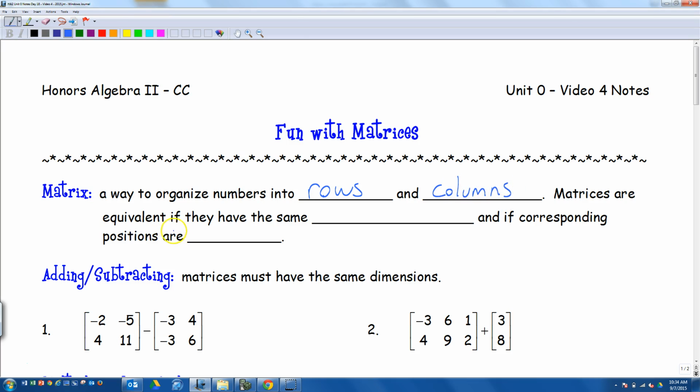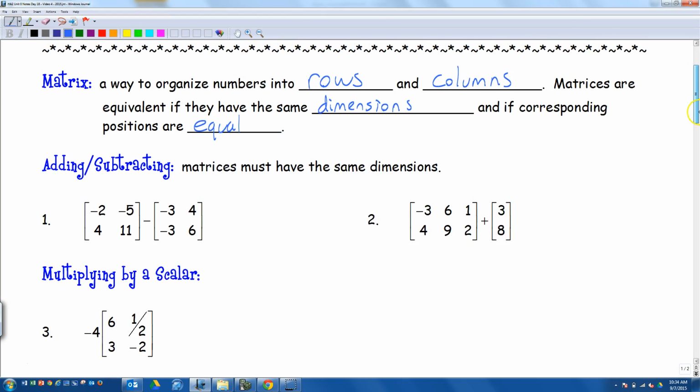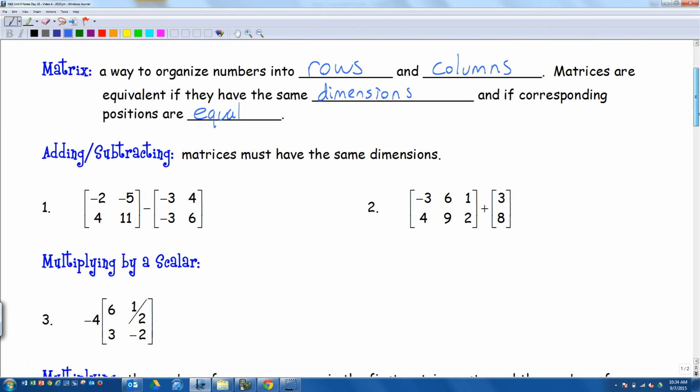Matrices are equivalent, so they're the same, if they have the same dimensions, so same number of rows and columns, and if the corresponding positions are equal. For example, if I had a matrix that was 1, 2, 3, 4, 2 by 2, and another one that was 1, 2, 3, 4, those would be equivalent or equal.